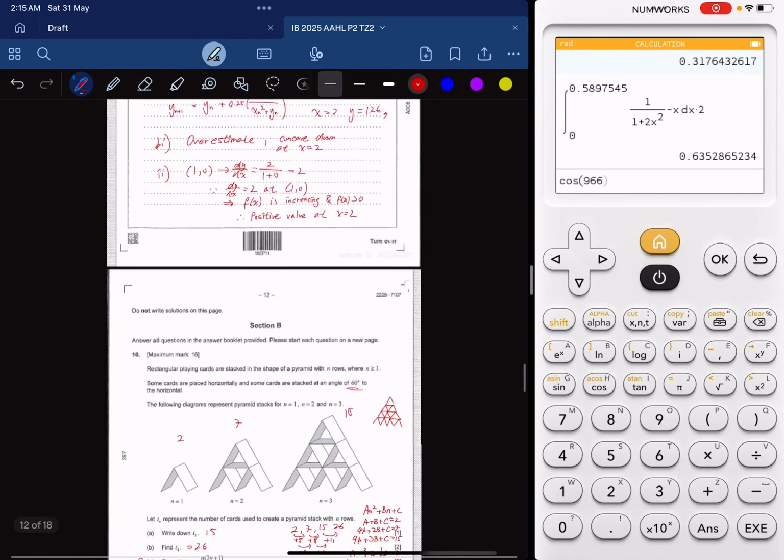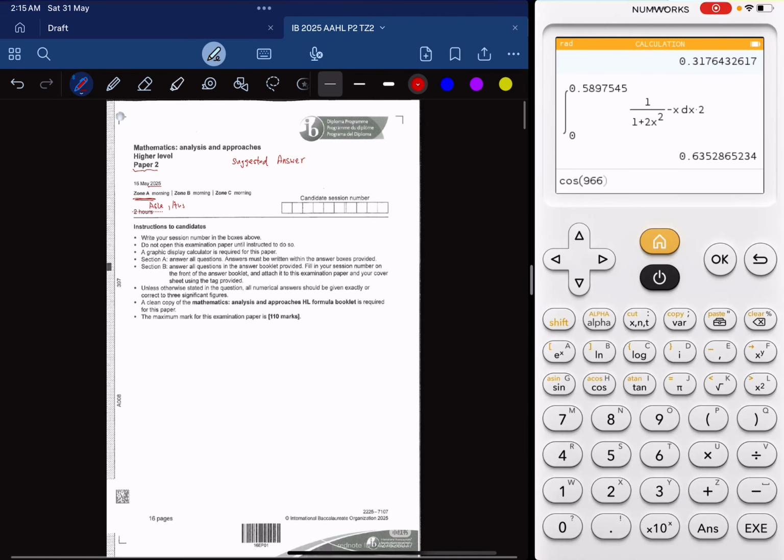So this is my best approach. In terms of difficulty level, I think this paper is maybe 6 out of 10. I think it's easier, but it's more annoying.